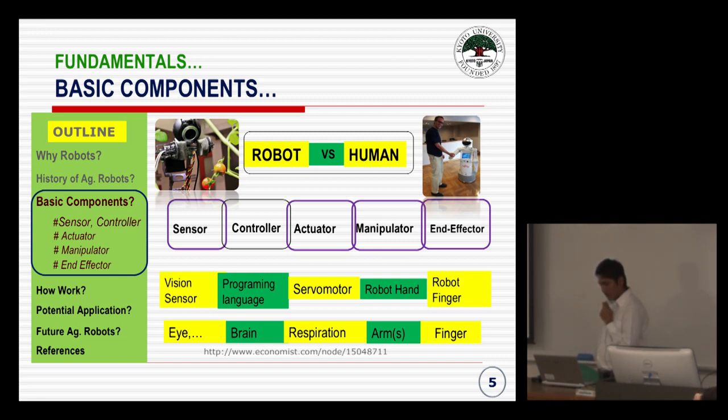And there is also an actuator, a motor-type device that governs or positions the manipulator. Finally, the end effector is attached to the manipulator. That's the tool of the robot system. This is somewhat similar to the human body: the sensor is like the eye, the controller like the brain, and the actuators like respiration, because human respiration gives energy, producing ATP. And the manipulator looks like the human arms.